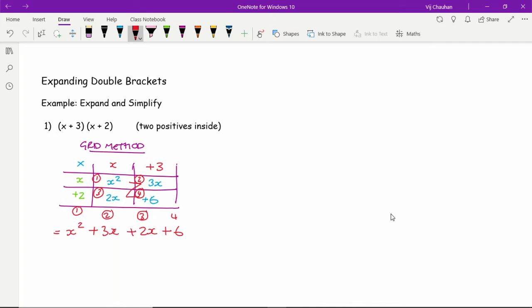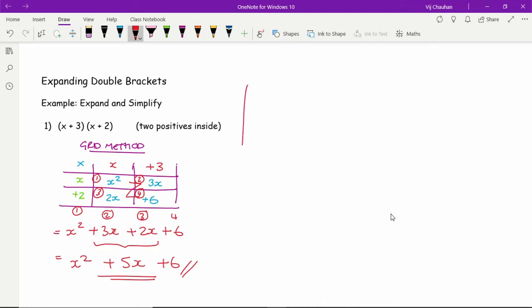Now the only thing we've got to do now is collect the like terms. So what I can always do is, if you set it up this way, then you're only going to simplify the terms involving x's. So here we've got x squared, and then we've got 3x plus 2x, which is positive 5x, and then the number at the end becomes 6, and there we go, there is our final answer.